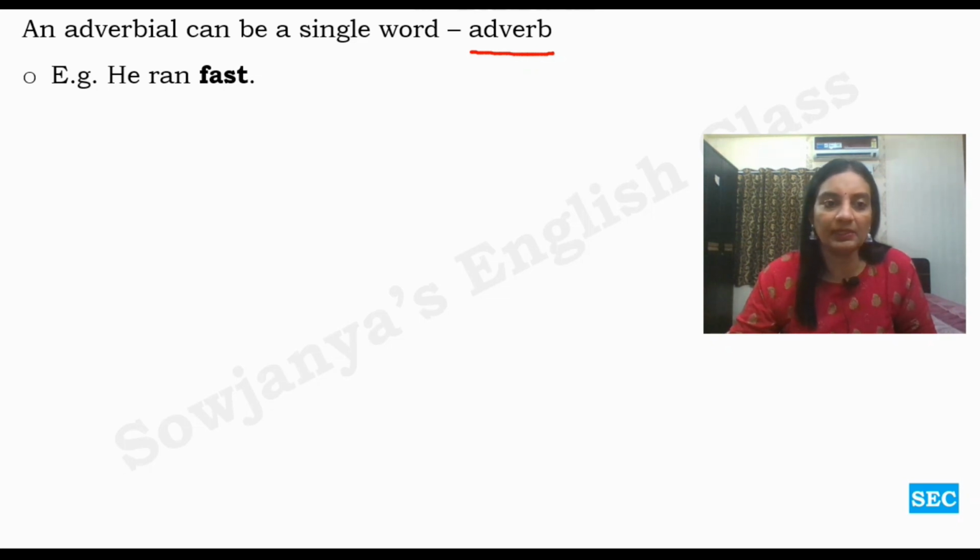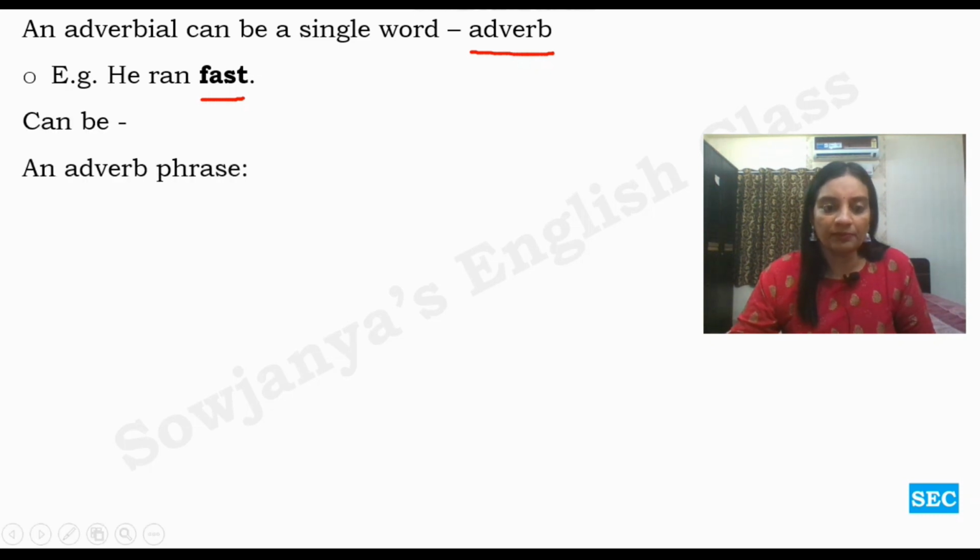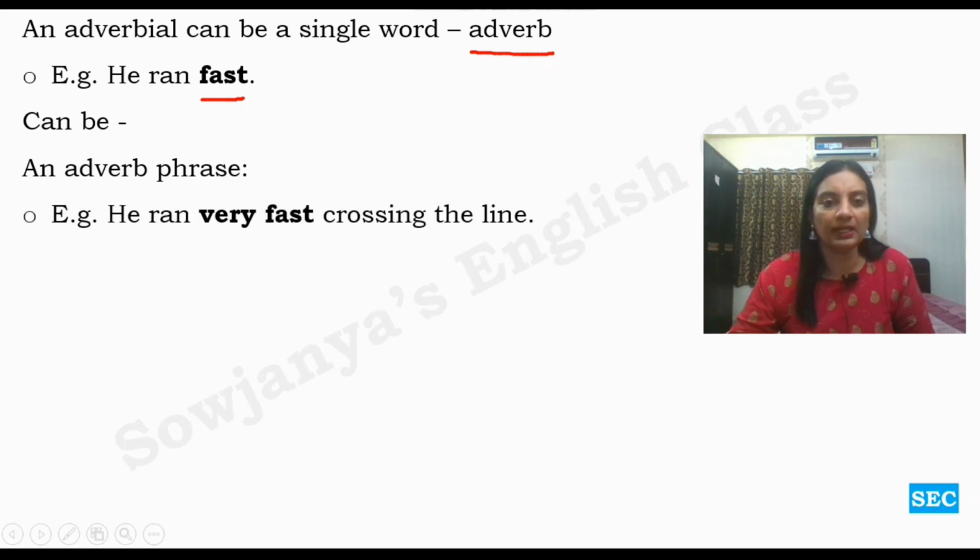Look at the example. He ran fast. Here, fast is an adverb. It can be an adverb phrase as well. An adverbial can be an adverb phrase. For example, he ran very fast crossing the line. So here, how did he run? Very fast. How did he run? Fast. How fast did he run? Very fast. Okay. So, adverb phrase.